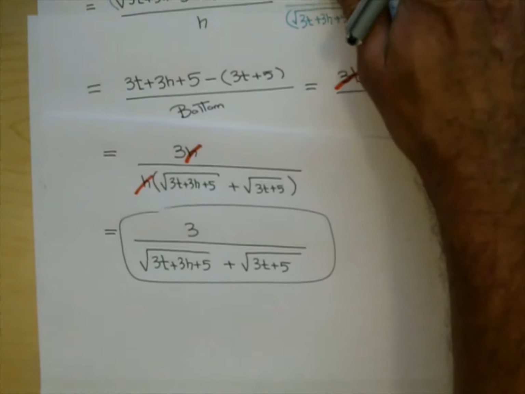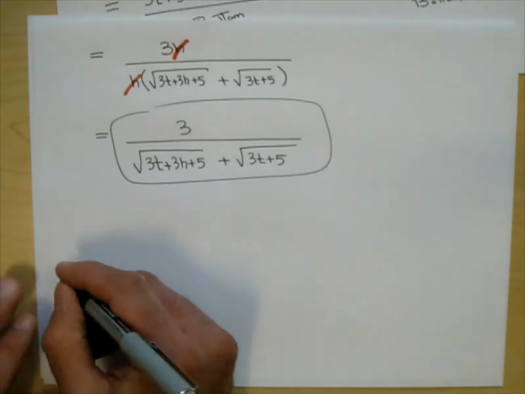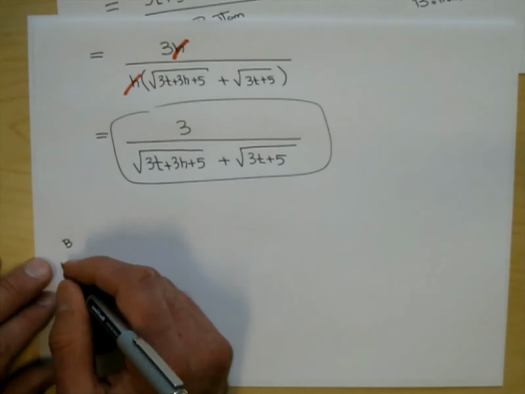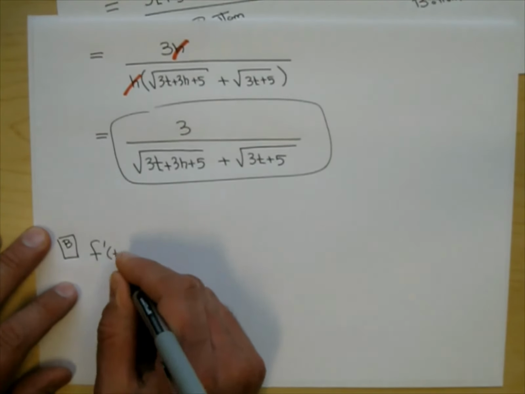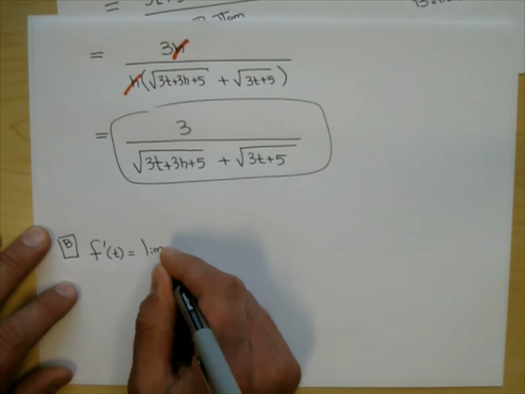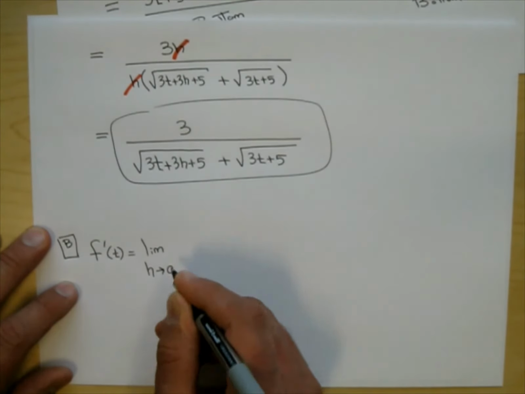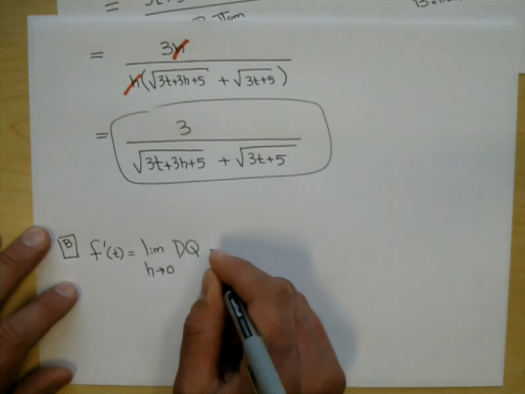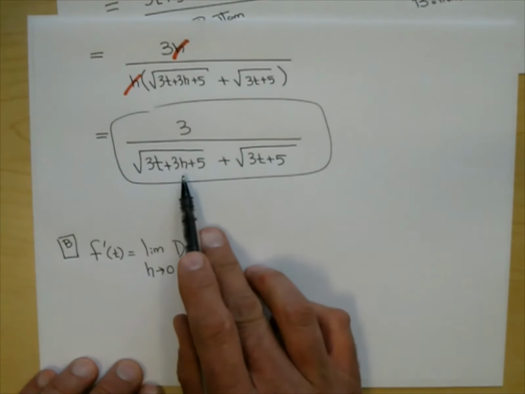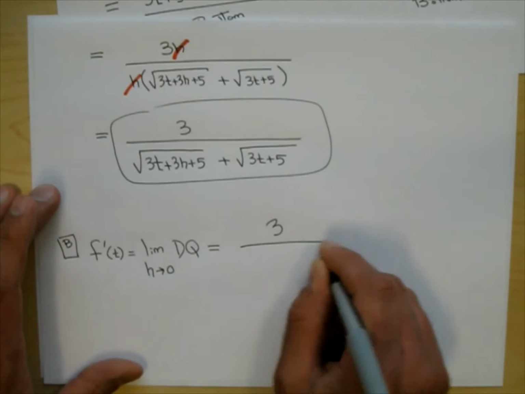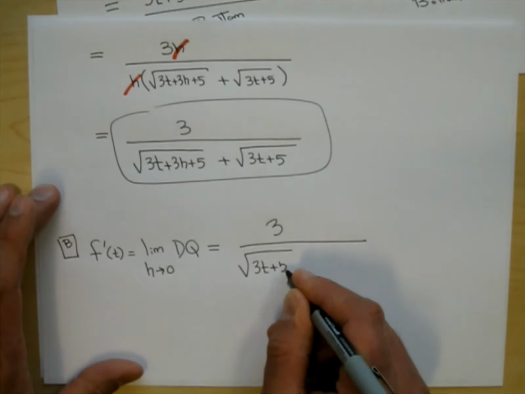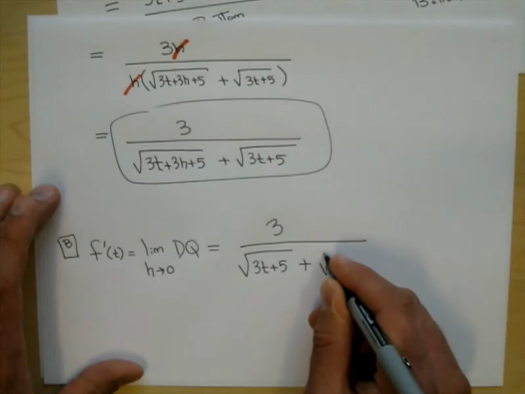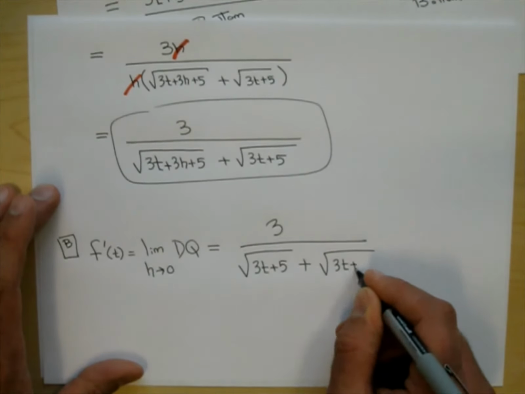Okay, our function, we renamed it f. So part B, what they want us to do is use limits to find the derivative. So this is going to be f prime of t is the limit as h approaches 0 of the difference quotient. Okay, so if I put a 0 in for h, there's only one place where I see an h, then I end up getting 3 over root 3t plus 5 plus root 3t plus 5.